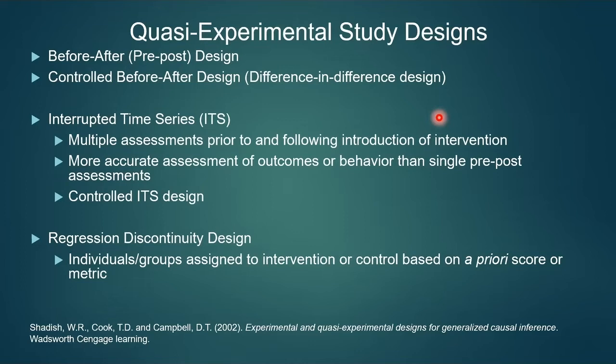And then finally, another design, which there isn't really time to go into, I haven't seen it to be as popular in implementation science, is the regression discontinuity design, where individuals or groups are assigned to the intervention or control based on a score or metric, such as their CD4 count. And that CD4 count becomes essentially an instrumental variable for the intervention. And instrumental variable methods and causal inference are very important in this sort of design.